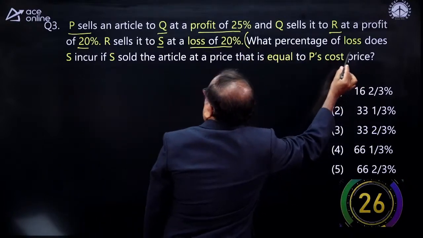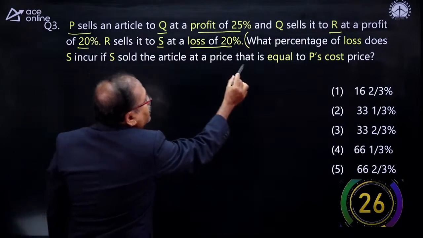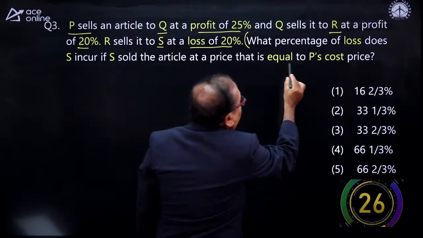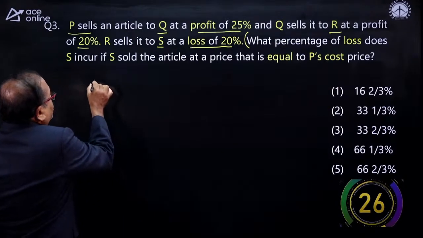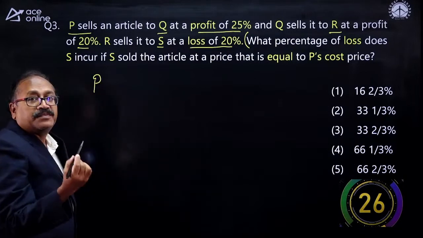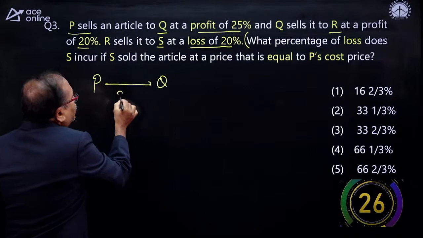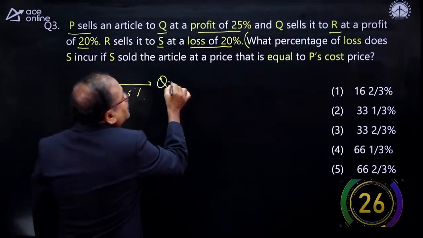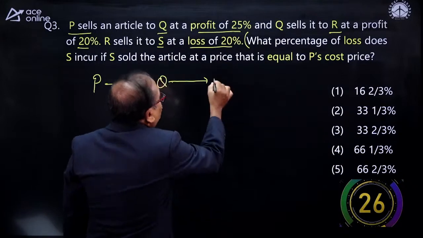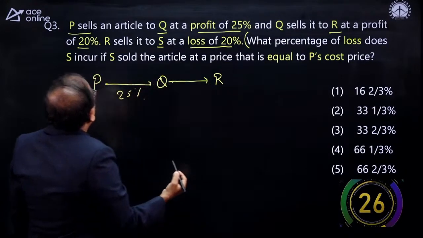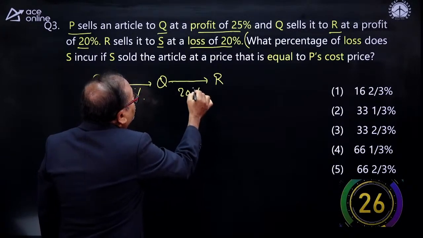What percentage of loss does S incur if S sold the article at a price that is equal to P's cost price? So the question given here is that the transaction starts from P, and P is selling it to Q at a profit of 25%, and Q sells it to R at a profit of 20%. Is it profit? Yes, profit of 20%.